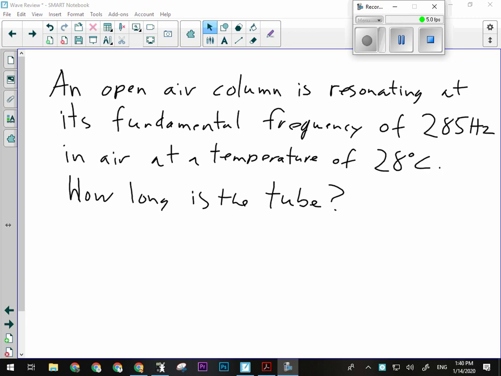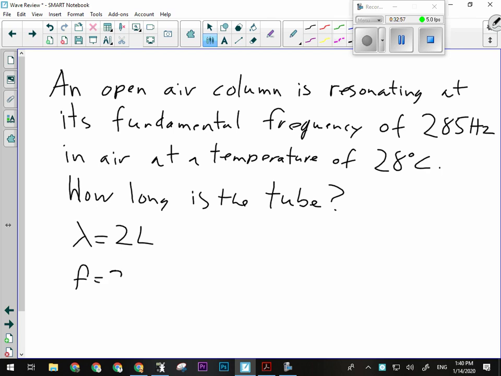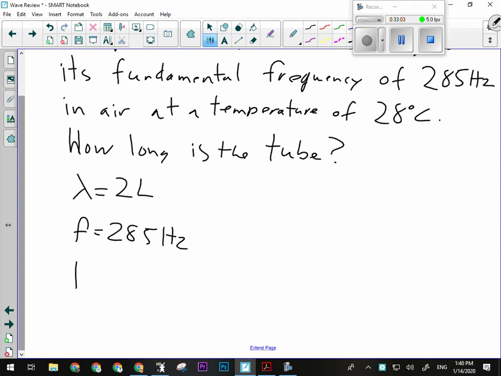So, we have an open air column. As soon as it says open or closed, the thing you want to do is write down lambda equals 2L or 4L. In this case, it's 2L because it's an open air column resonating at its fundamental frequency. The fundamental frequency is 285 hertz. The temperature of the air is 28 degrees Celsius. How is that going to help me? I needed to find the speed of the sound. So V is going to equal 332 plus 0.6 times 28.